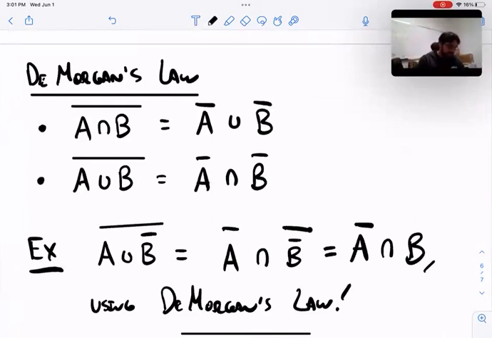So there's a little intro to some of the fundamental ways to represent sets, to work with sets, some of the fundamental notation and ideas surrounding sets.